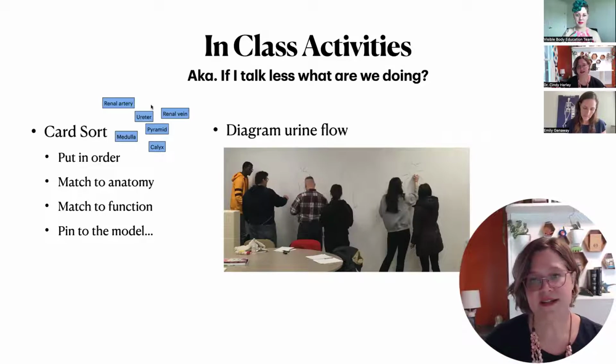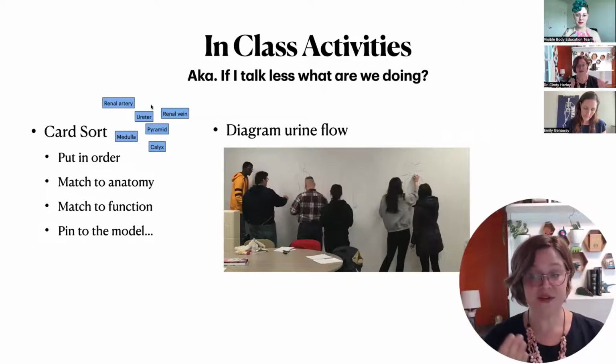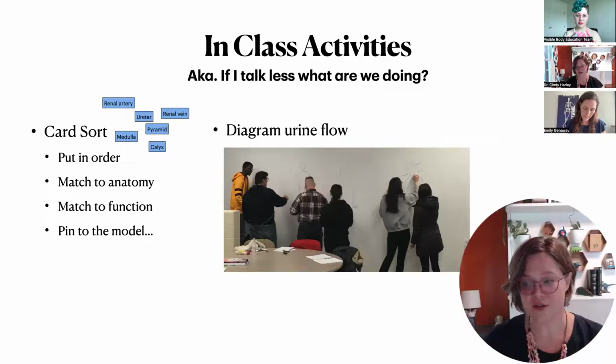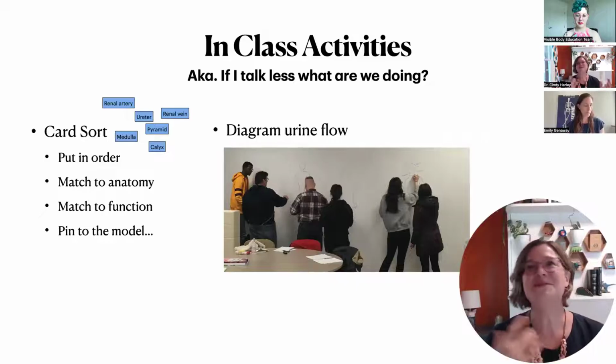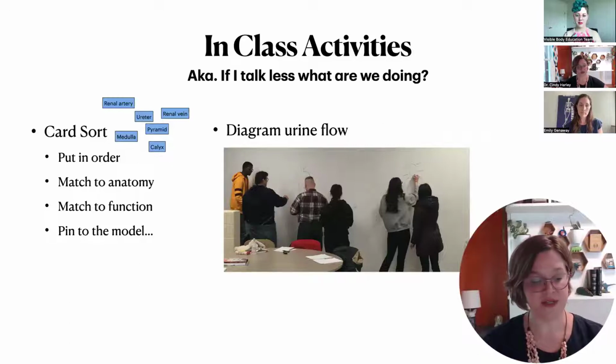So other in-class activities, and these don't have to use Visible Body, they're certainly better with. I'm a big fan of card sorting tasks. I will print out little pieces of paper with structure names on them, and I'll put piles on the table, sometimes with some red herrings in there, and I'll ask the students to arrange the cards in terms of, in this case, where the structures are in urine flow.